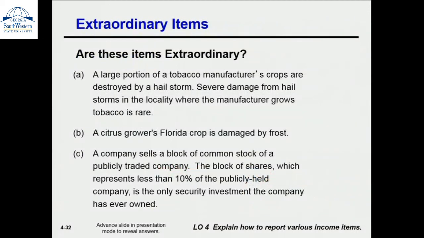Now, so this is a time where we're going to say what kind of things are extraordinary. They have to be unusual and infrequent. Okay, so in this case, we had a tobacco farmer who had hail damage where hail is rare. Okay, so they've said hail is rare, and so this is unusual and infrequent, okay? But in the next one, in Florida, your citrus, we had frost, in other words, and it messed up our orange trees. Now, is this unusual or infrequent?